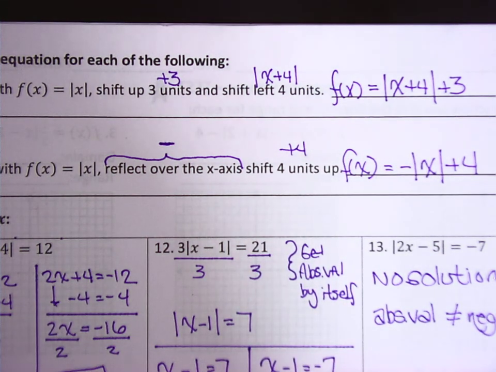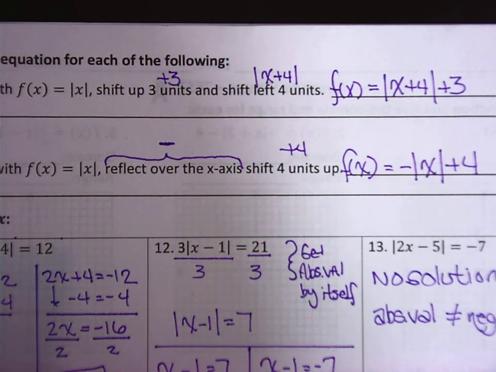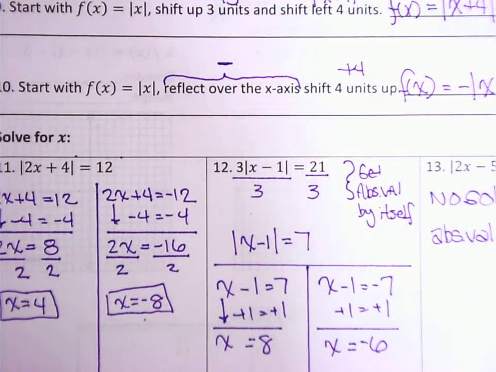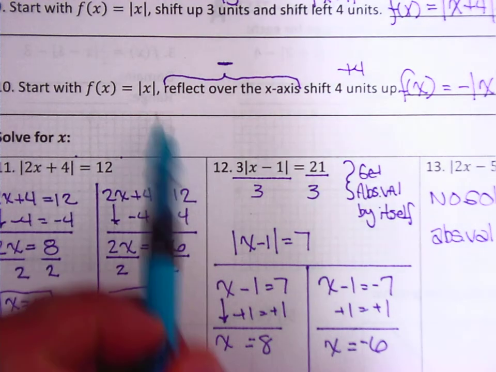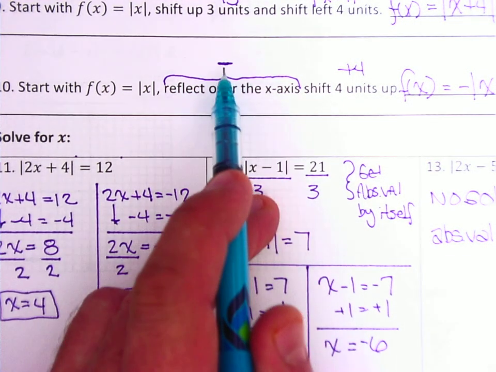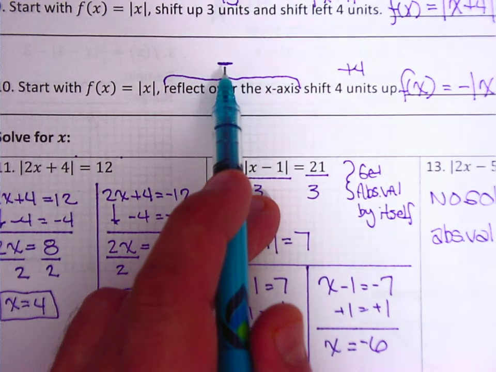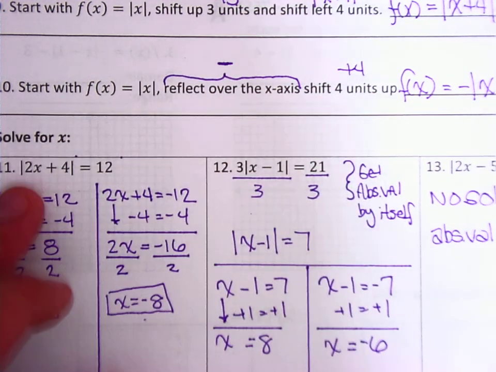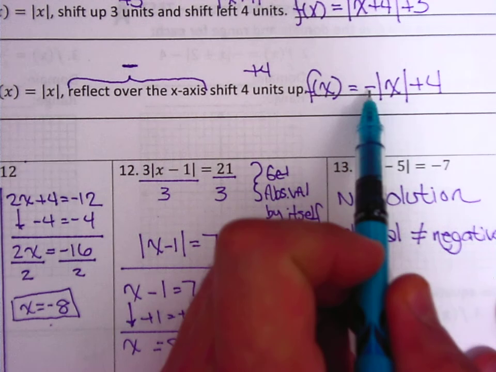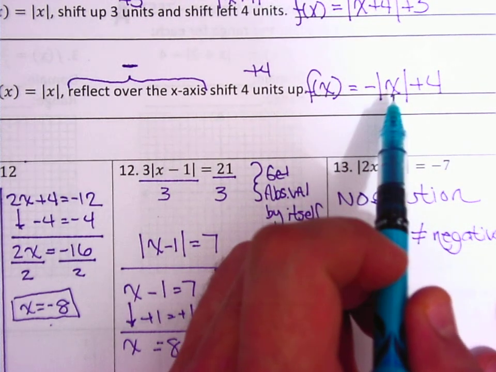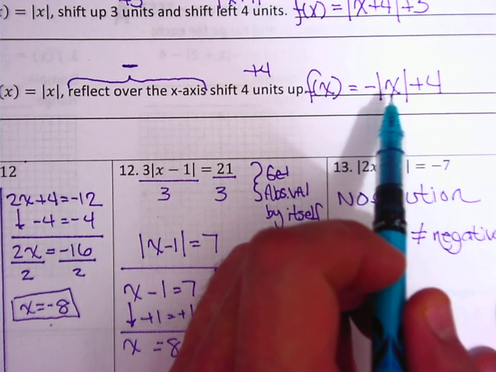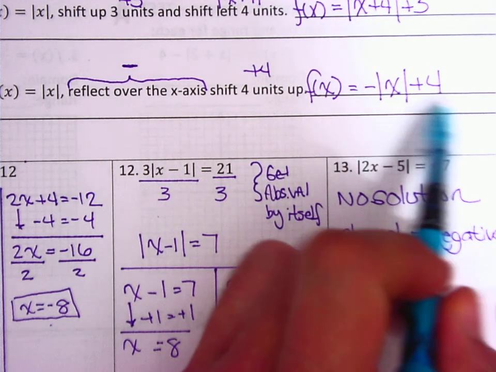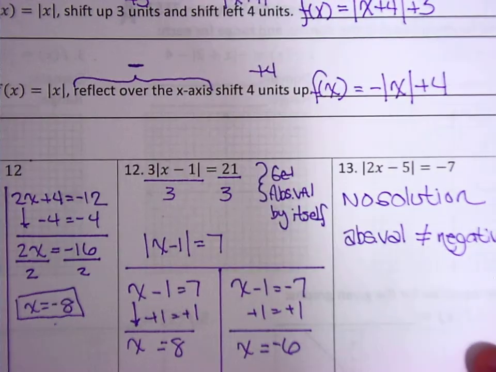We have nothing mentioned about the slope or direction, so we don't add anything in front of the bars or change anything. Same question again for number 10, but now we want it to reflect over the x-axis, which means we need to have some kind of negative value in front of the absolute value bars, and it's going to be shifted 4 units up. So we have a negative absolute value of x, no left or right changes, so nothing happens inside the bars, and then shifted 4 units up means we have plus 4 outside of the bars.